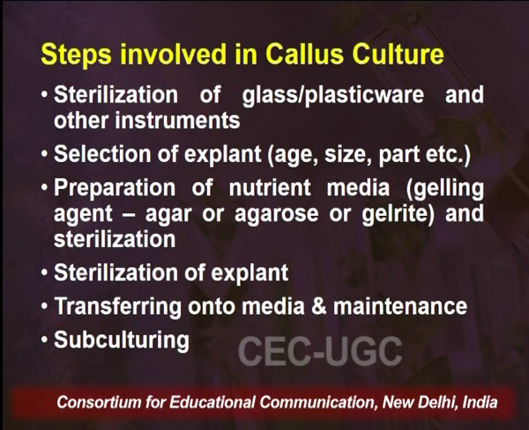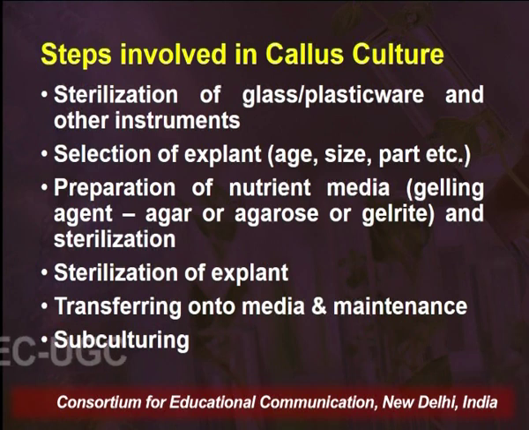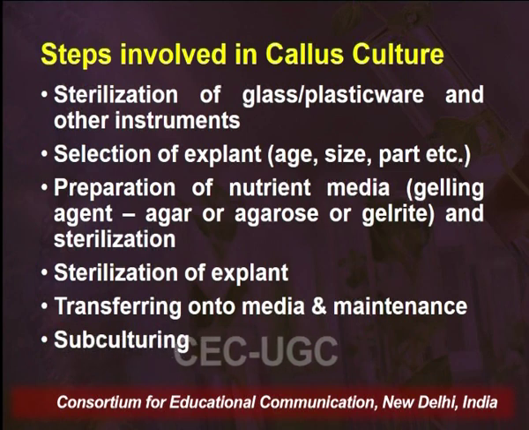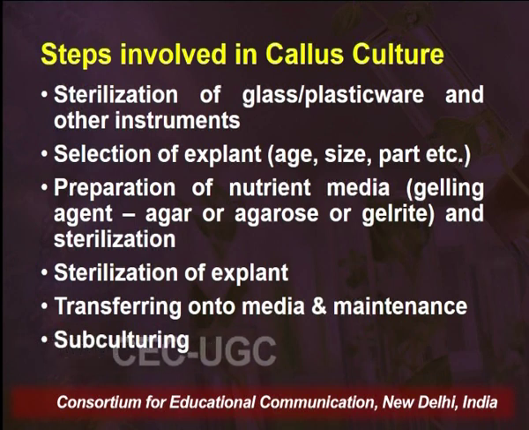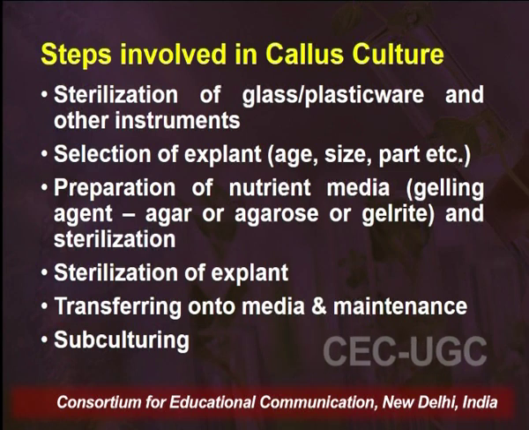Now we will discuss the steps that are involved in callus culture. More or less these steps will be the same as the steps that we discussed for carrying out a plant tissue culture experiment. So the first one is to sterilize the glass and plasticware that are to be used for the culture media, either by autoclaving or by chemical treatment, or by using pre-sterilized glassware or plasticware. Then you have to select the explant depending upon its age, its size, the quality of the source plant material and so on, and then you sterilize that explant material. You prepare the culture media as per your requirement.